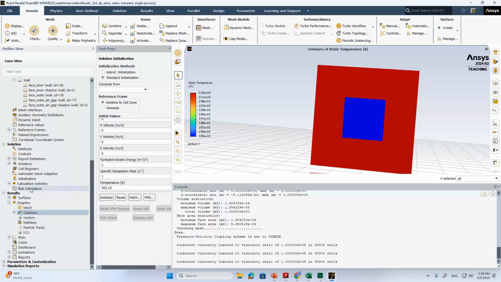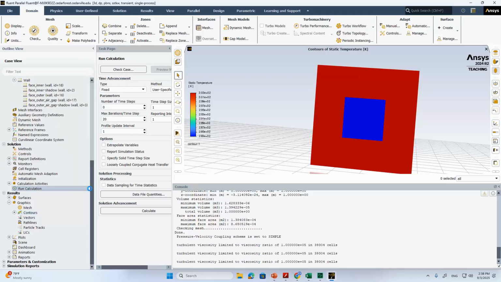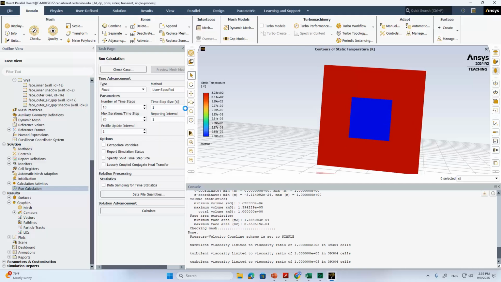So run calculation. Number of time steps, I will only run 10 steps, and each step is 1 second. So I will calculate a temperature distribution 1 second after this initial condition, then 2 seconds after this initial condition, and so on and so forth, until 10 seconds after the initial condition. Okay, click calculate.